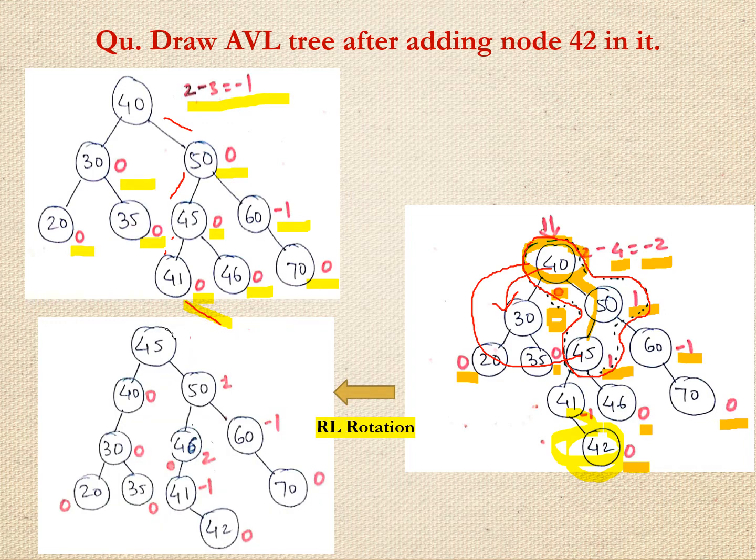So you can verify we did the RL rotation. We identified 45 is now on the top, that is, it will become your current root. Then 40 shifted to the left-hand side, then 50 is on the right as it is. So this is an RL rotation. In short we did it, and the rest of the balancing factors we have identified.